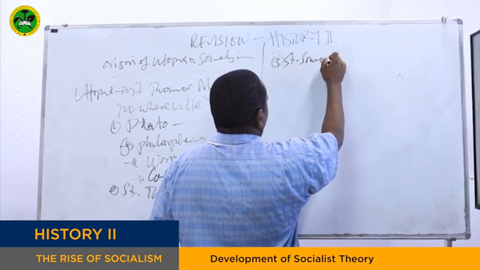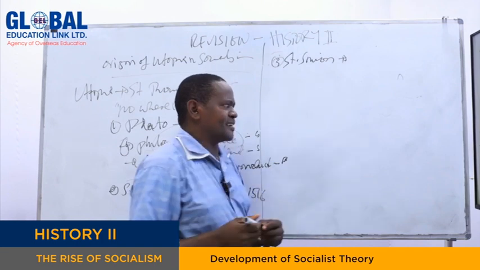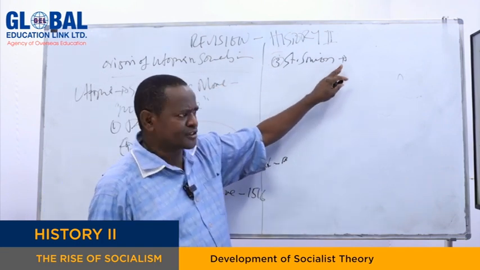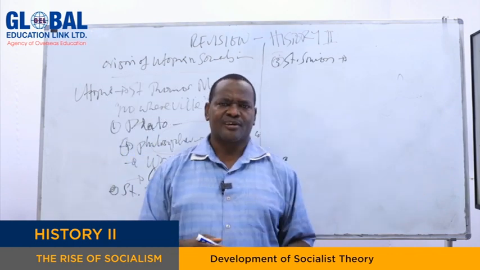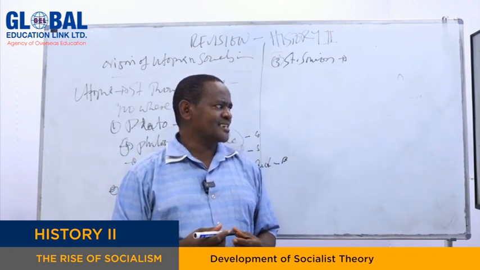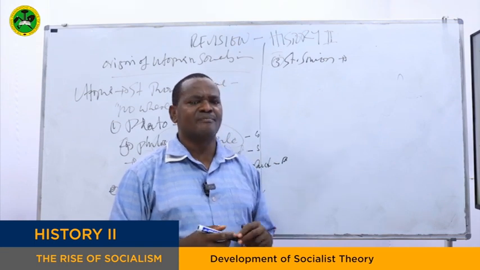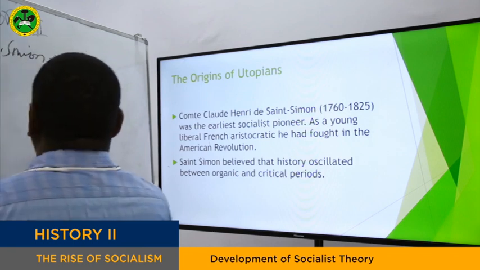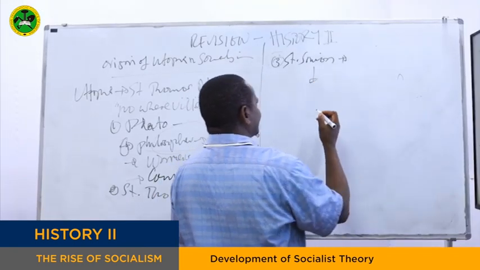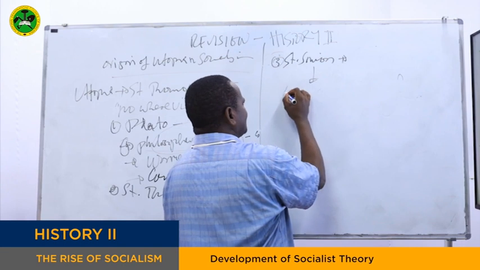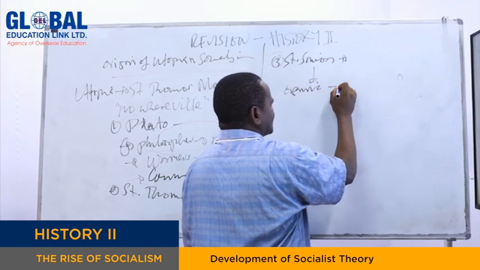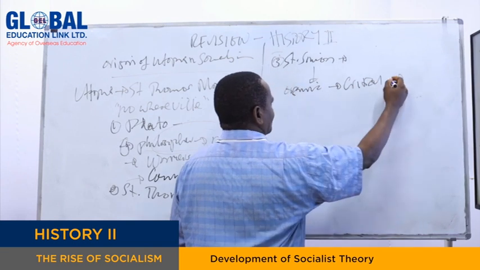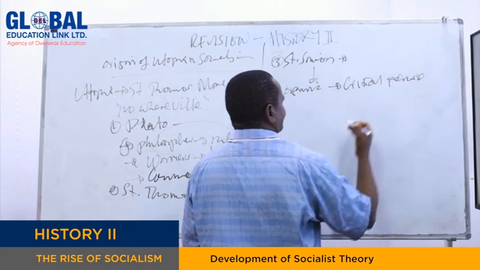Saint-Simon, this was a Frenchman, and he was one of the earliest pioneers of socialism. As a young liberal aristocrat, he had fought in the American Revolution, and he believed that history oscillates between what he called the organic period and what he called the critical period.